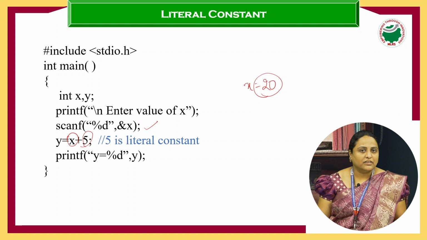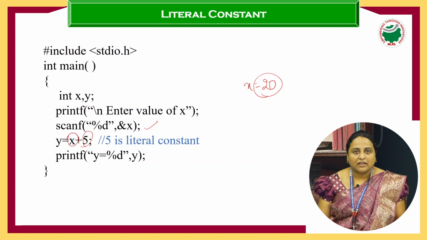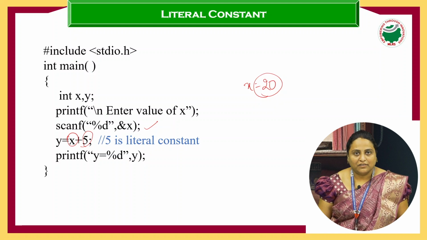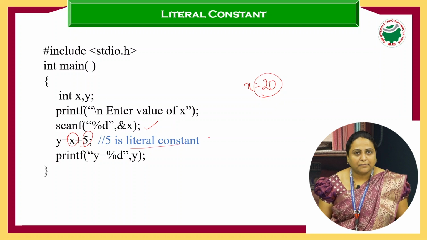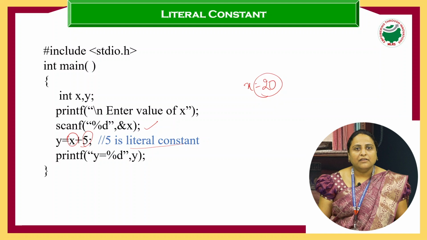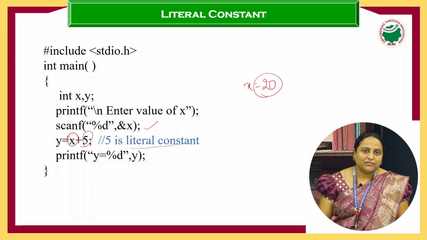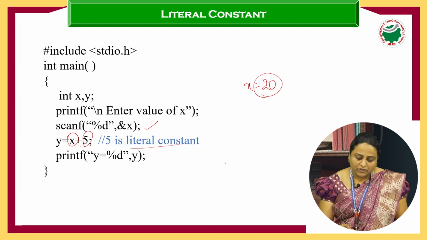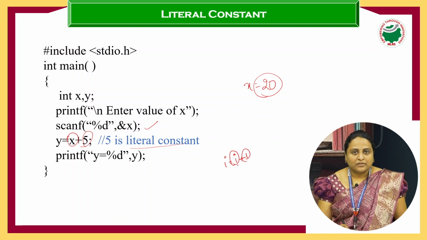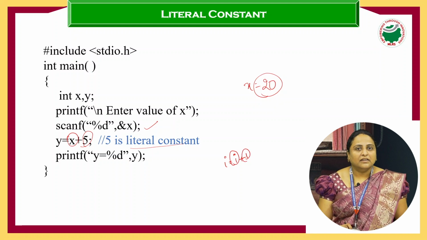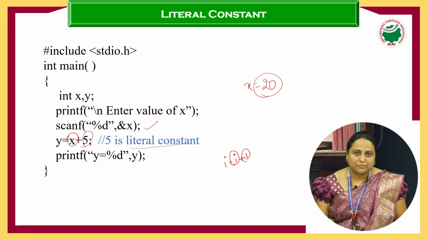X value may be 20 or 40, but the value you are adding is not going to change. It is going to be only 5. So you can call this particular constant a literal constant. Not only adding, you can subtract, multiply, or divide with some constant number, and that can be called a literal constant. This is one way of using constants in our program. Or you can take an example like I equal to I plus 1. Whatever the value of I, you are constantly adding the value 1. So these types of constants are called literal constants, which we use regularly in our programs.